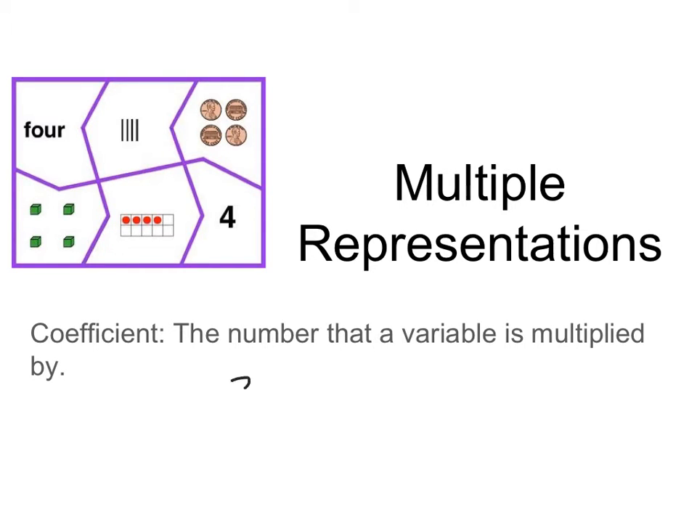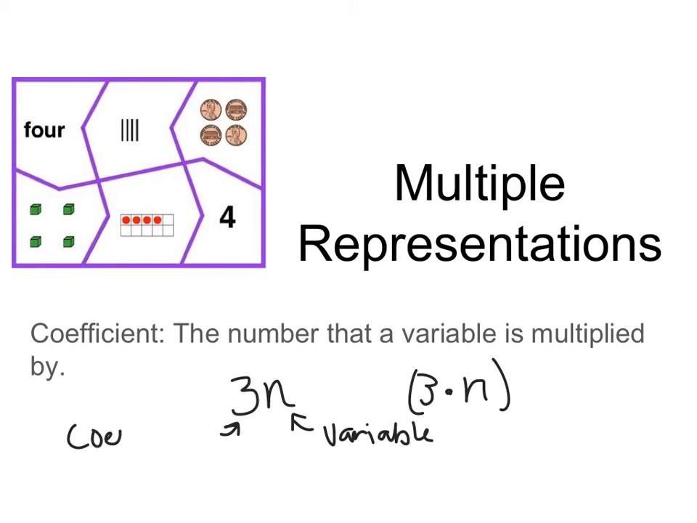So if you had 3n, which we of course know means 3 times n, the n is the variable. The 3 is the coefficient. And then the whole thing, the 3n, is called a term. It is also the product because it is the answer when you multiply.